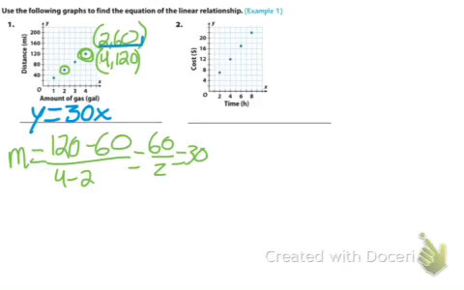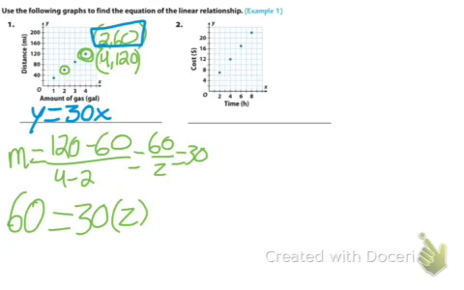coordinates. So let's use these coordinates. Y, which is 60, equals 30 times 2, and 60 equals 60, which means there is no y-intercept, which tells us that this is the answer to number 1, y equals 30x.